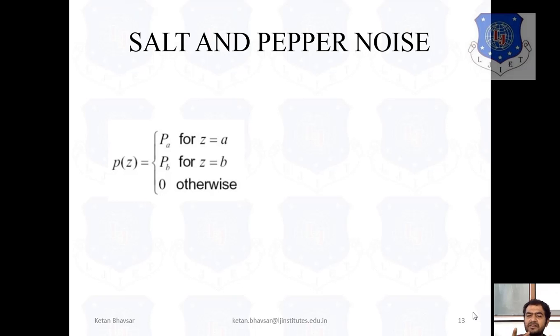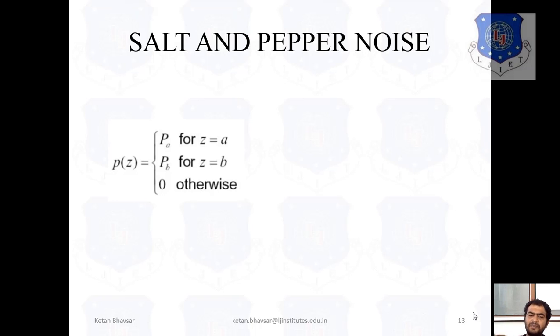So it is possible with the help of salt and pepper noise, and this noise is added in our images and tries to degrade the quality of the image in terms of g of x comma y. So g of x comma y is your degraded image because this type of noise is already added in your image. So p of z is equal to pa for z is equal to a, and pb for z is equal to b, and 0 otherwise.